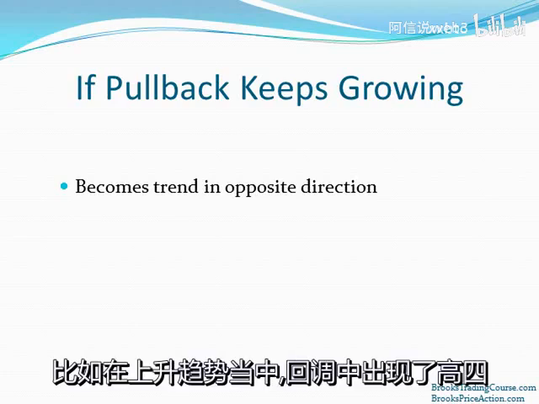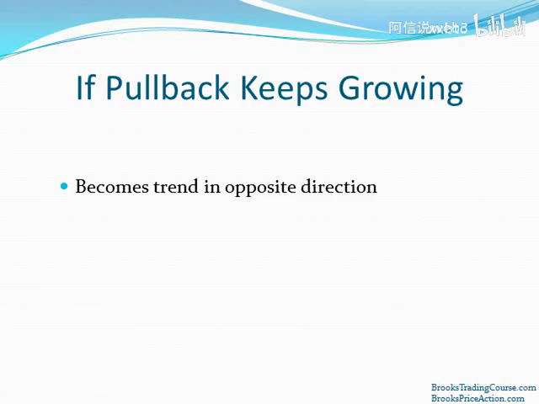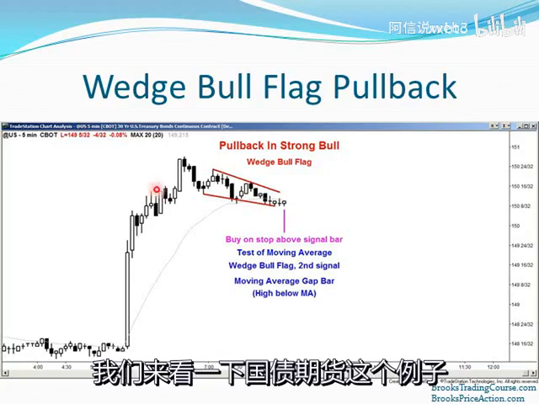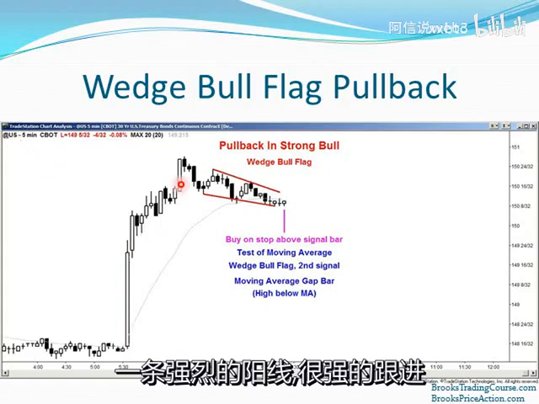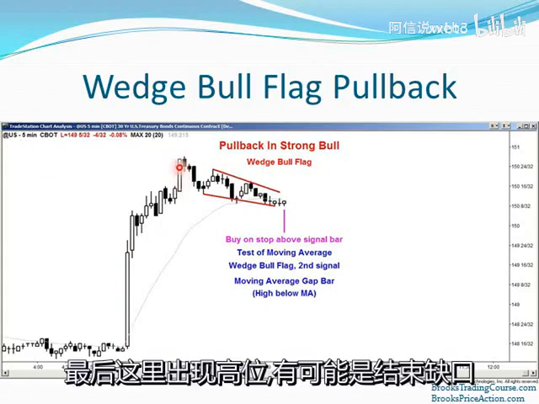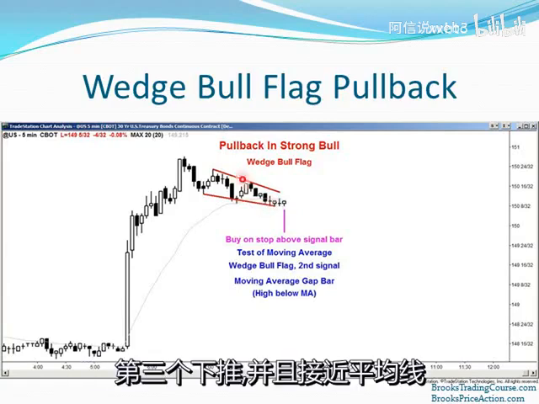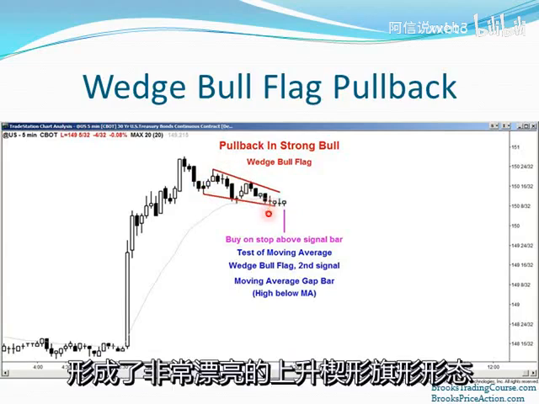If a pullback keeps growing, like if you have a bull trend and you have a pullback and a high 4 that forms and the market just keeps trending down, the pullback can become a trend in the opposite direction. For example, here's Treasury bond futures, a huge bull spike, huge follow through, so traders are looking to buy a pullback. Pretty climactic, might be an exhausting gap. We got one push down, a second push down, and a third push down to the moving average, and it's a very nice looking wedge bull flag.